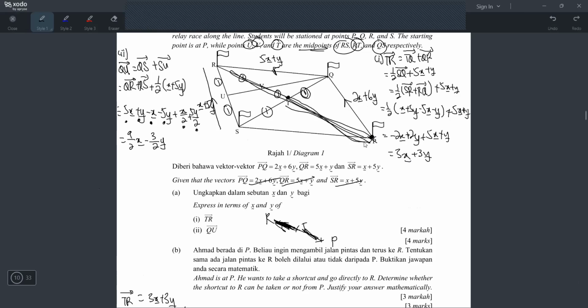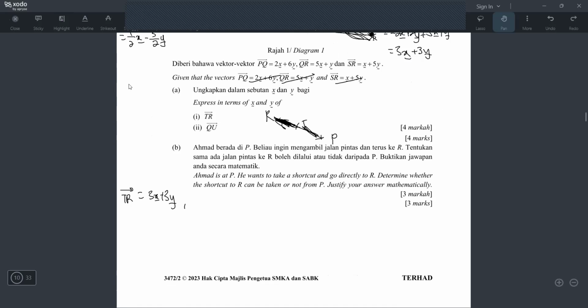PR will be the whole thing. So I think it's easier to find the PR vector, right? Because if you find the PR vector, you straight away take PQ plus QR, right? So let's find the PR vector.